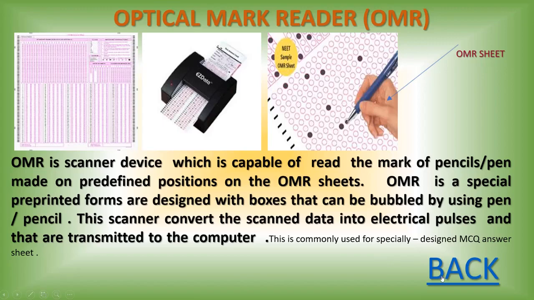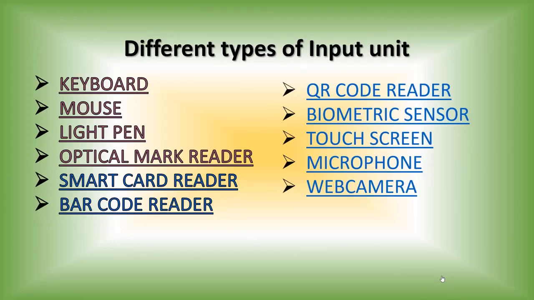Next type of input device is the smart card reader. That also everybody knows. Everybody knows about debit card, credit card, ATM card. All these cards are read by using a smart card reader. The content inside the smart card is identified or read by the smart card reader, and after that it will be transmitted to the CPU. I'll show you the picture, then it's easy for you to identify the device.